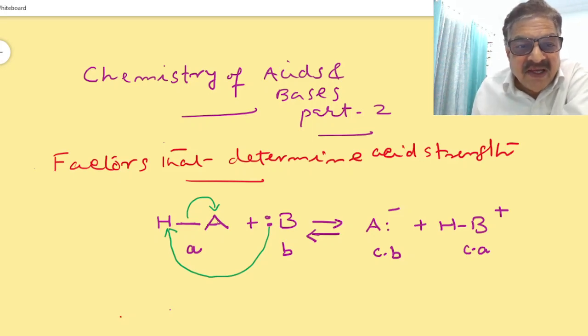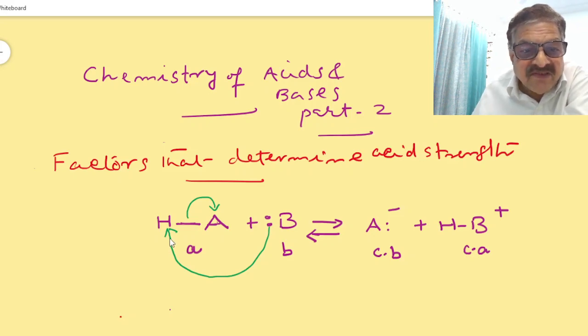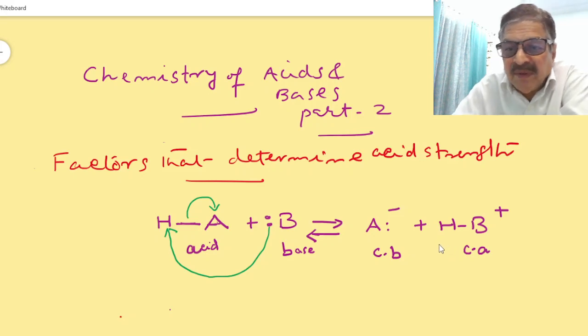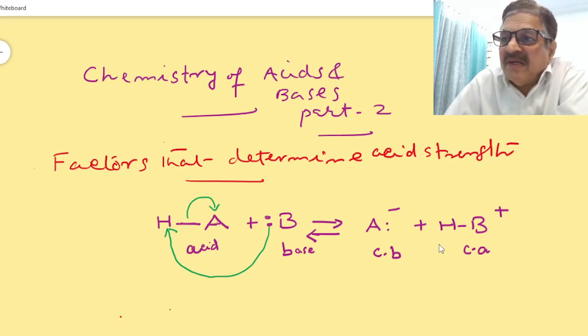Now this is the basic reaction. That is acid A, HA. This is a Bronsted acid HA. It is reacting with a base B and it is giving a conjugate base A minus and a conjugate acid HB plus.